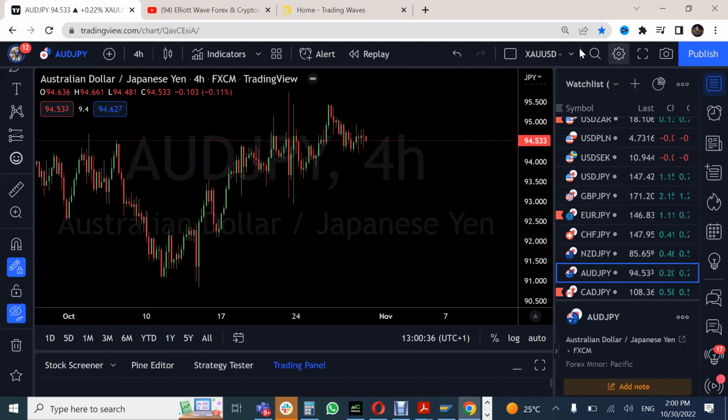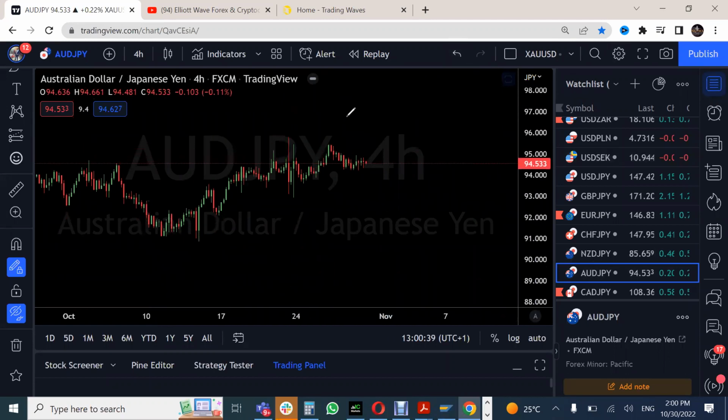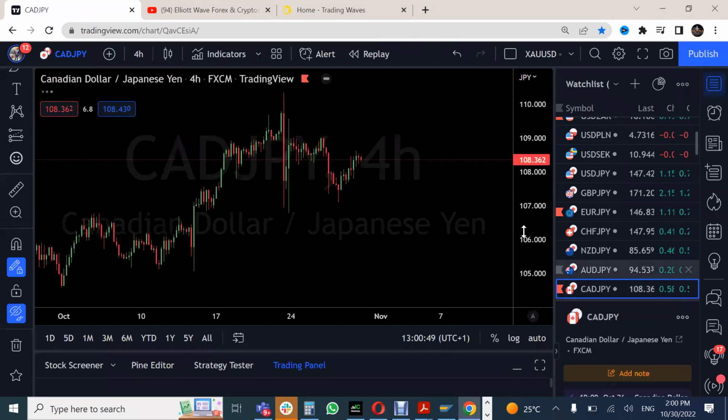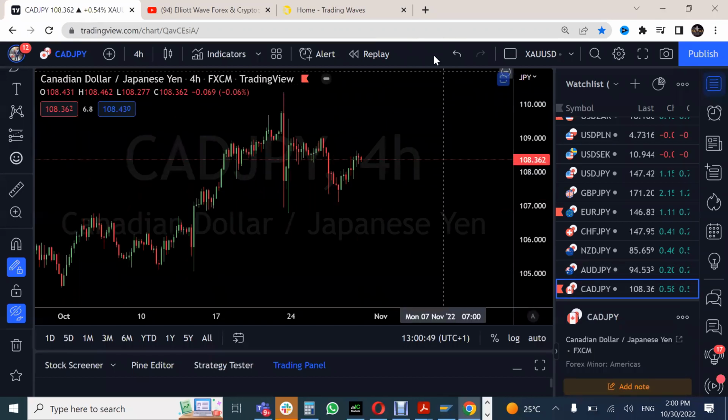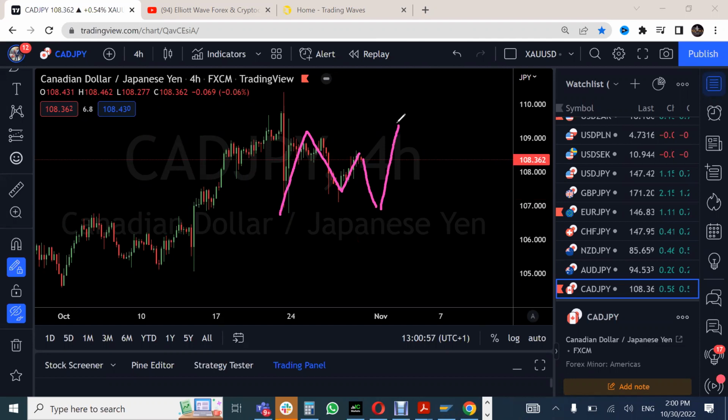Similarly, I'm not going to go through Aussie. As you can see, similar structure. So you're just waiting for this structure to build up here. When it's done, we should get one leg to the upside. Okay, so that is Aussie. CAD, also a yen pair. Likely that CAD can give you a move back here. You would be playing out again another complex B correction like that. That's an ABC corrective structure.